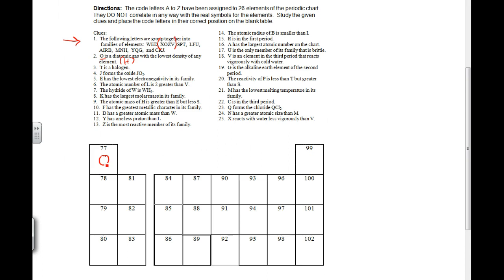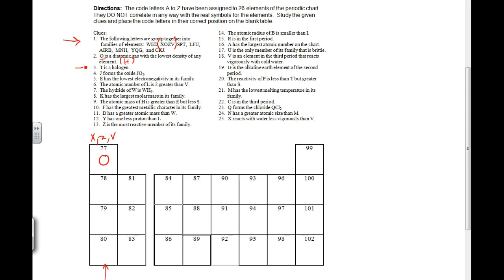So if O is in the first family in this column, then so must X, Z, and V. We don't know where yet, but they will fit in there somewhere. I encourage you to write down the letters that you know on the left and the right and then above, and then it'll all come together fairly quickly.